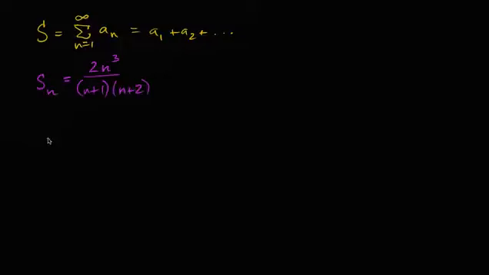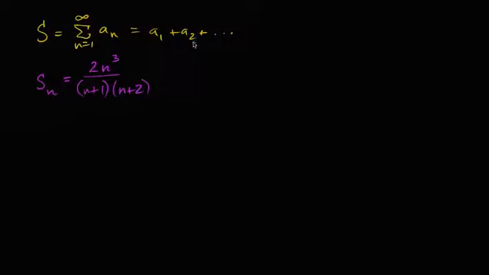Now my question to you is, based on what I've just told you, S is this infinite series that I've written in a very general way, but I have the partial sum. The sum of the first n terms of S is given by this formula right over here. Does this series converge or diverge? Does this thing converge to some finite value, or is it unbounded, and does it diverge?